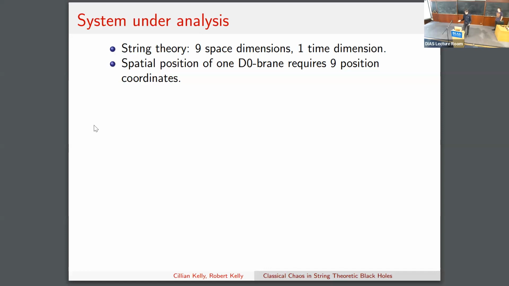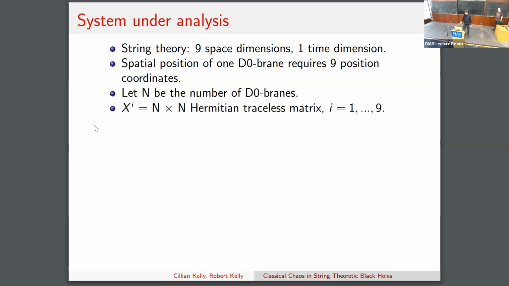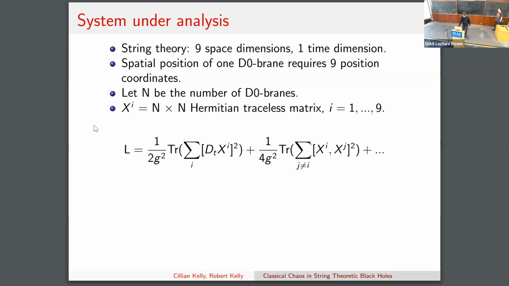So in order to mathematically write this out, we would have a 2x2 matrix for every spatial dimension. And if we had n D0 branes, we would then have n by n spatial position matrices. But this is a model that represents the dynamics of these D0 branes. So we need the Lagrangian, which is here. We have a kinetic term here and a potential term here.